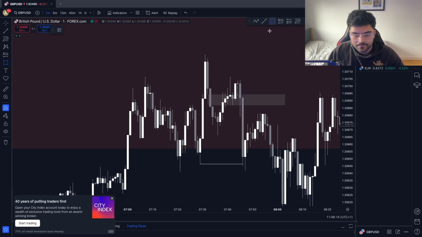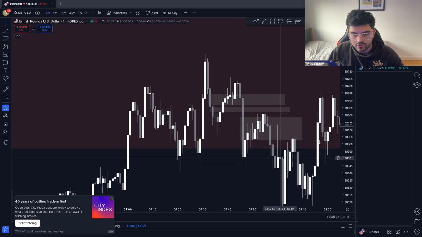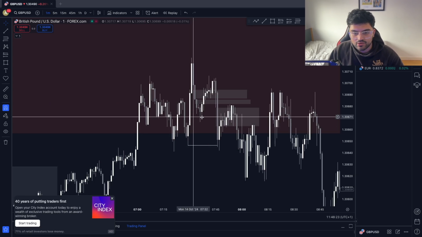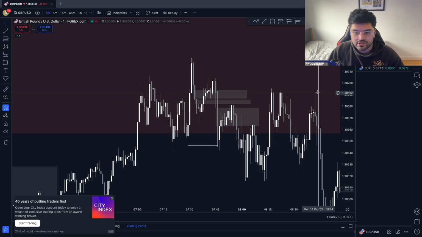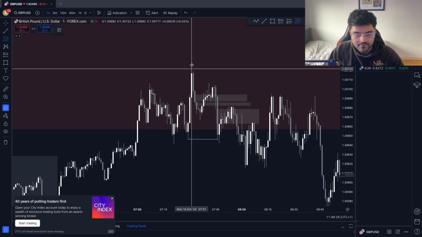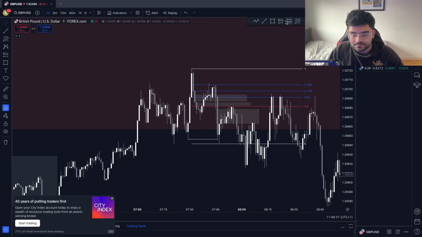Imbalance 1, imbalance 2. I don't think that's an imbalance. Imbalance 3, the obvious one, right? There's many imbalances on this down leg, which did break structure. So this is when I was interested. Then I got my fib from there to there.